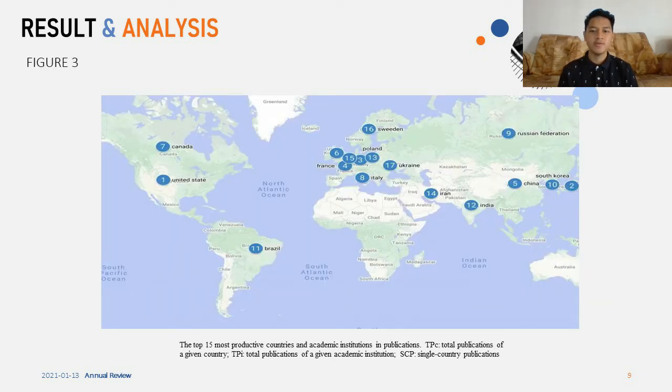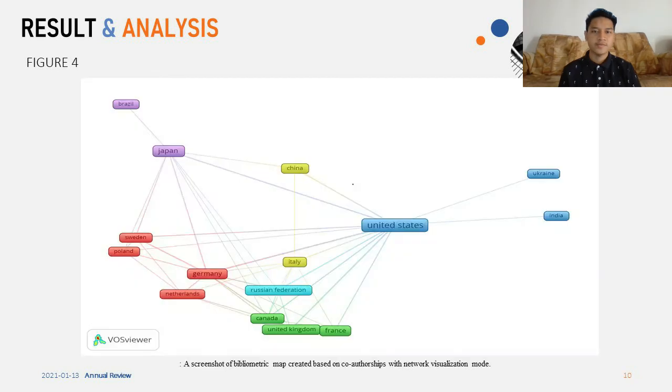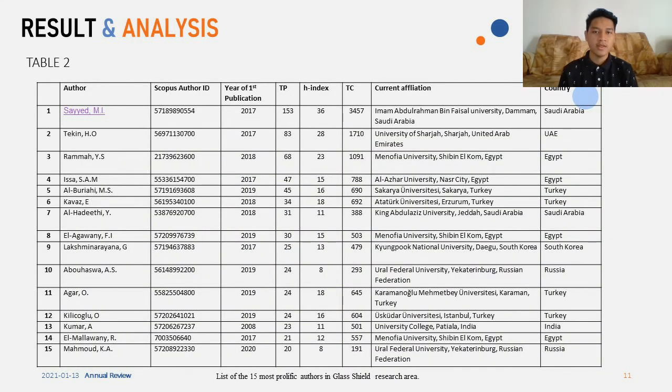This is the top 15 most productive countries and academic institutions in publications. Figure 4 shows a screenshot of bibliometric map based on co-authorship and affiliated countries with a network visualization mode. Move on to Table 2. This is the list of 15 most prolific authors in glass radiation shield research area.